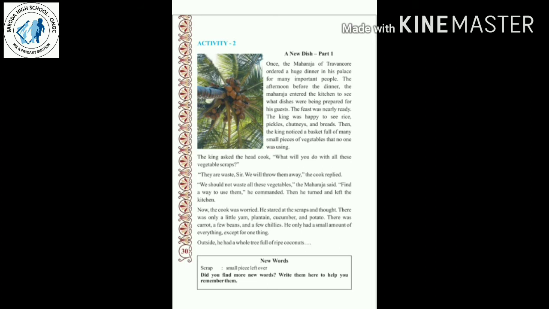Now in this activity, let us see what the story is about. The story is basically about a new dish. Yes, we all have come across various kinds of dishes. We all like to have different kinds of food. So here the story is about a new dish which is prominent in South India, that is in Kerala. The name of the dish is avial.